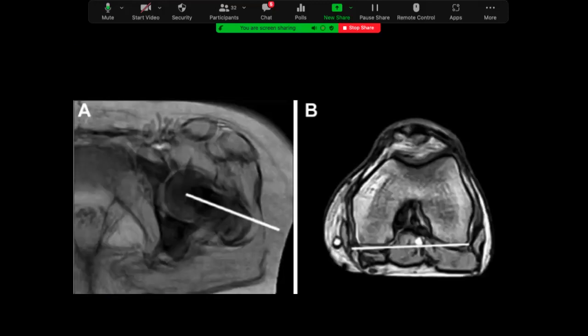I think the MRI is very technical. MRI is very complicated in this. So these are some of the MRI measurements and MRI techniques that can be used in patellar instability.